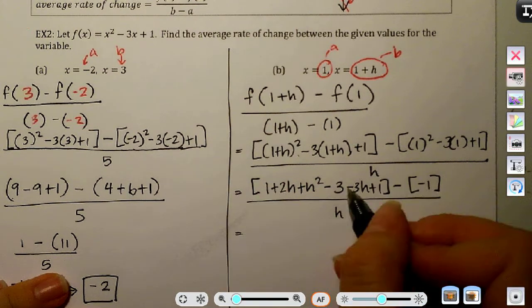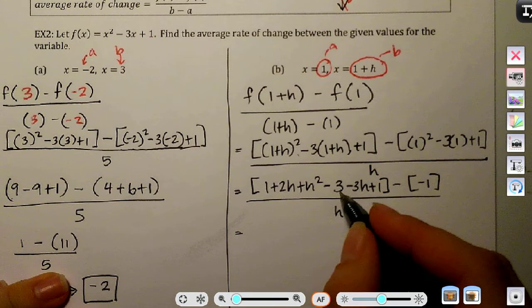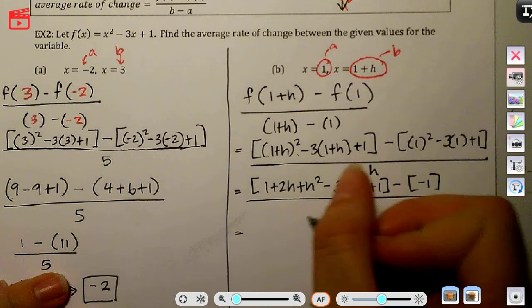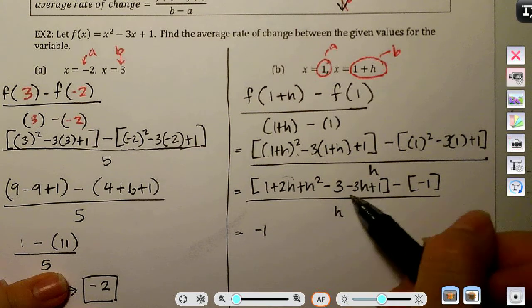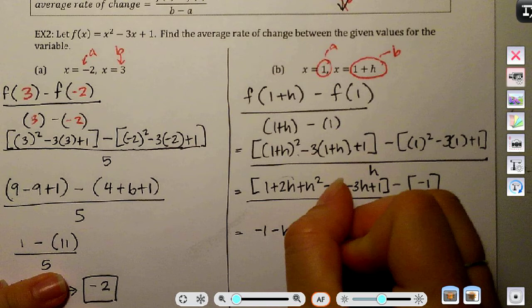Okay, and then simplifying inside here, that's going to be 1 minus 3, so it's going to be minus 2. And then plus another 1 is going to be minus 1. So we have minus 1. Then let's add the 2h and the negative 3h, so it's going to be negative h. And then the plus h squared.